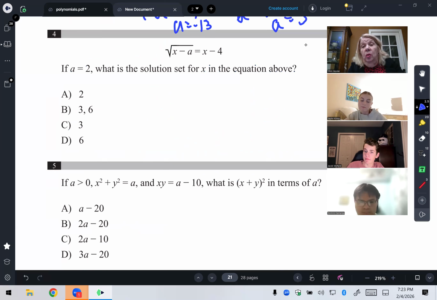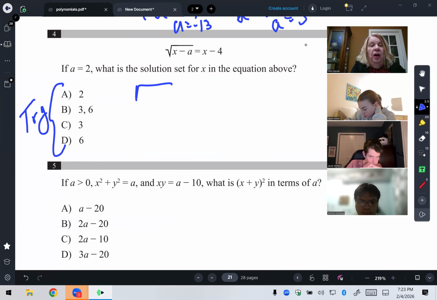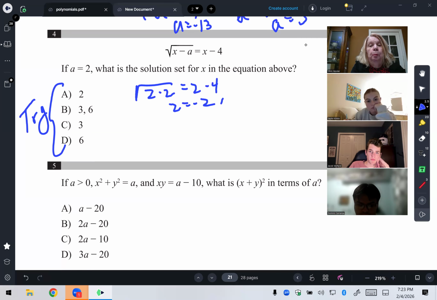Okay, we did this one last week. Do you remember we did this last week and we said, don't square both sides, don't go into squaring, just try these numbers. Remember this? I wanted to hit this one more time. So let's put 2 in for x. So 2 minus 2 equals 2 minus 4. Does 2 equal the square root of 0, right? Yeah. 2's out.